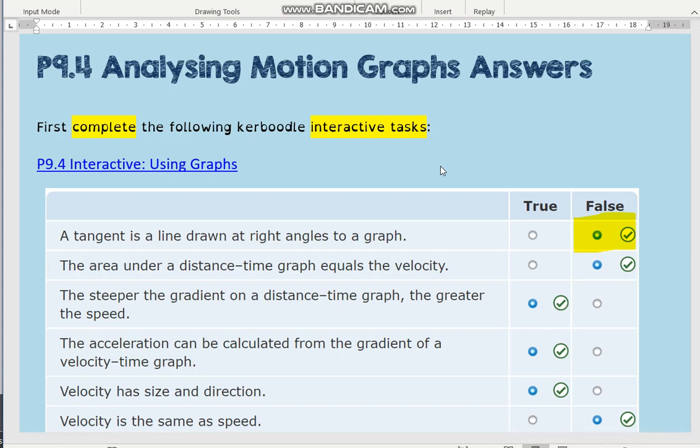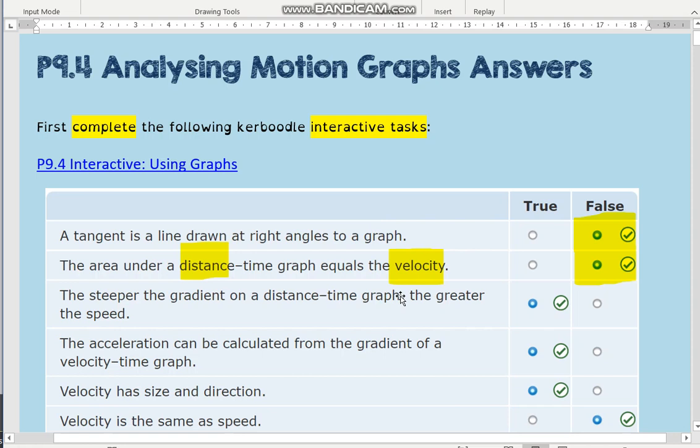The area under a distance time graph equals the velocity. This one is also false. The area under a distance time graph would not actually equal anything that we would particularly calculate. So if we were looking at a velocity time graph, the area would represent distance. So basically they've got these two words, distance and velocity, swapped around. So if you reverse those two words, then that would make the statement true.